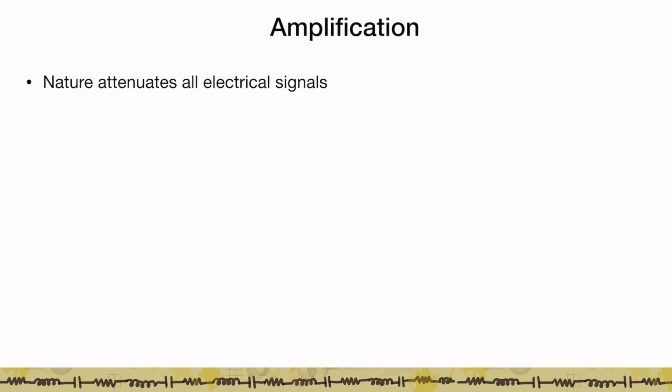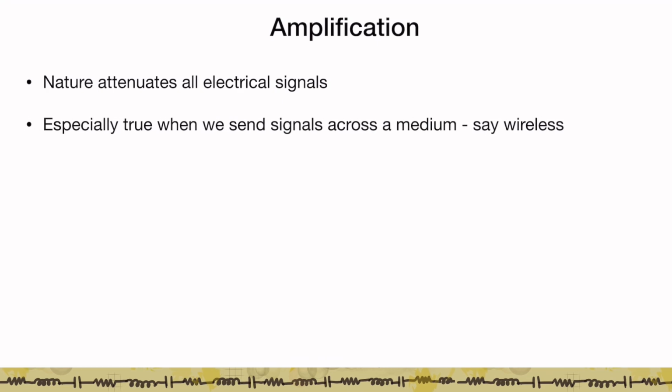The same is true with electrical signals. So if you think about a very simple telephony system, what does a telephone do? A telephone converts your voice signal into an electrical signal.